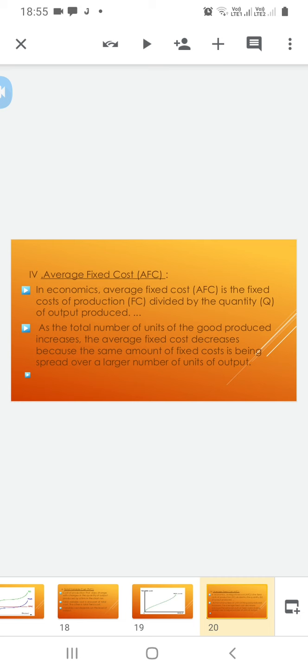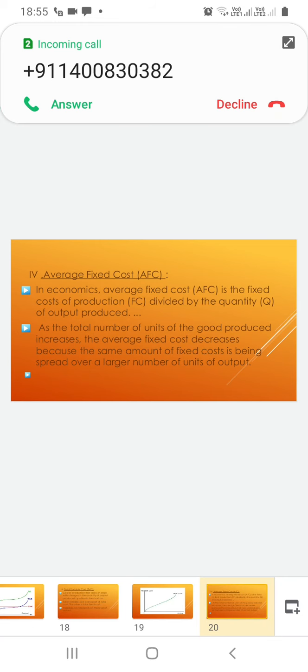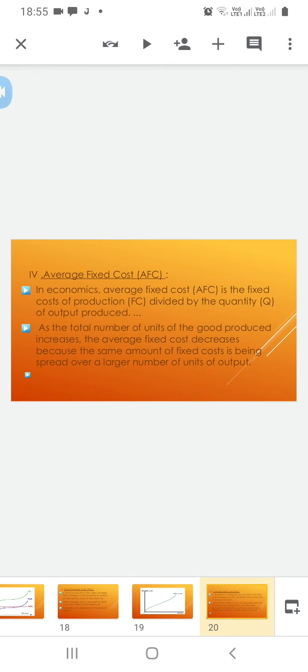Average fixed cost, average variable cost and average cost respectively. Average cost is the cost of producing one unit of output of a commodity. It is obtained by dividing the total cost by the number of units of output Q produced. So average fixed cost is obtained by dividing total fixed cost by the quantity of output Q produced. AFC is equal to total fixed cost divided by Q in production.